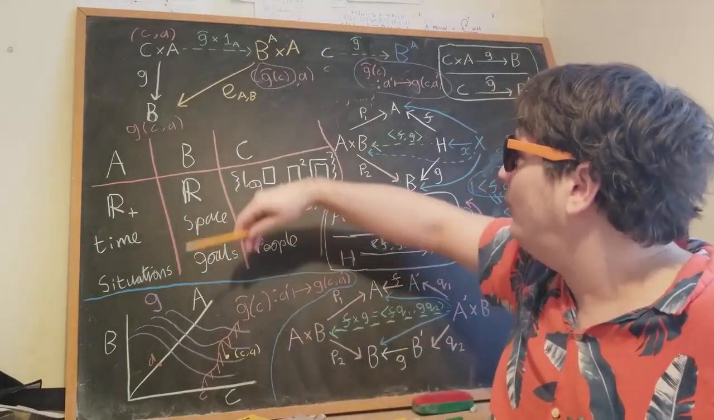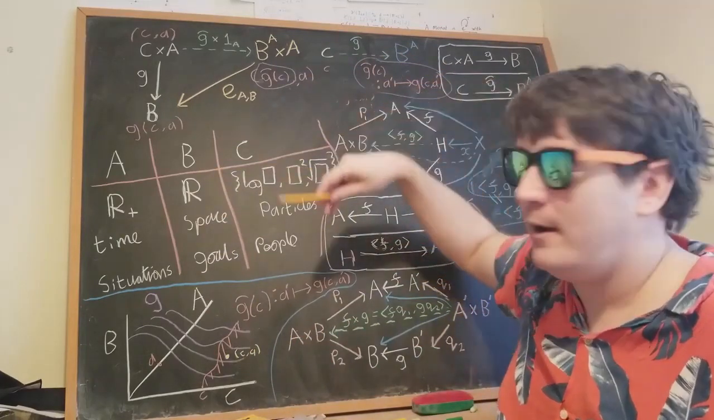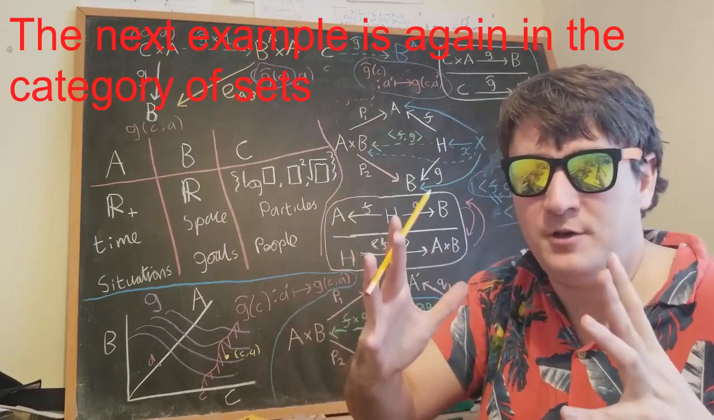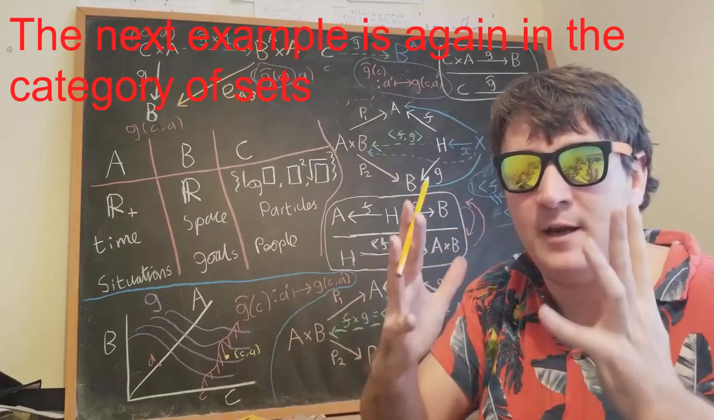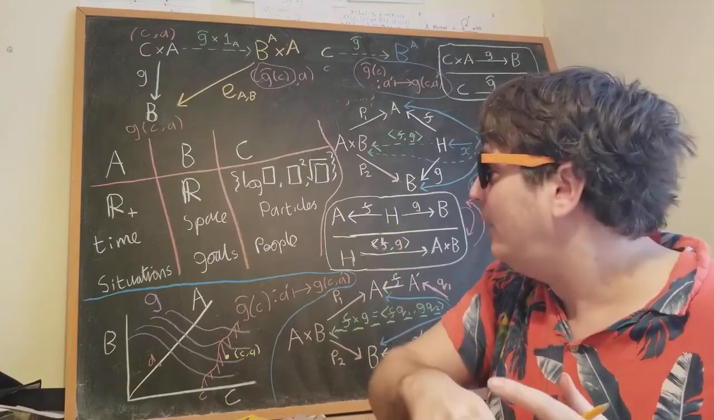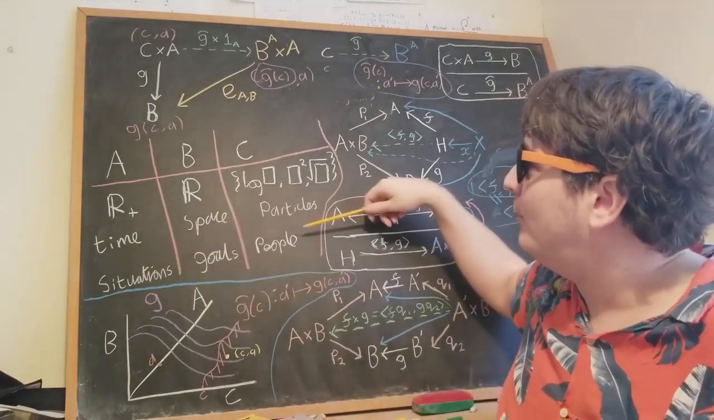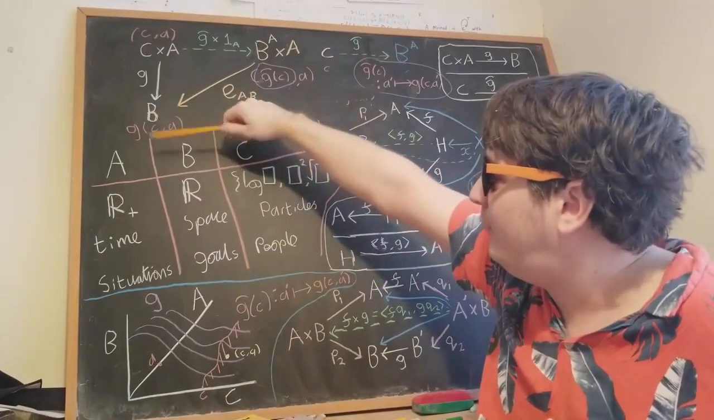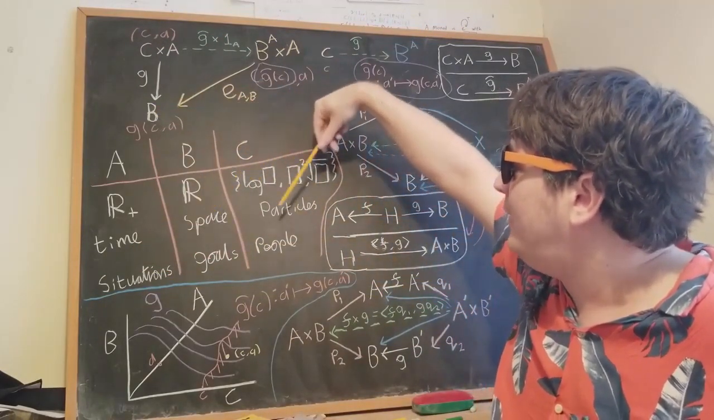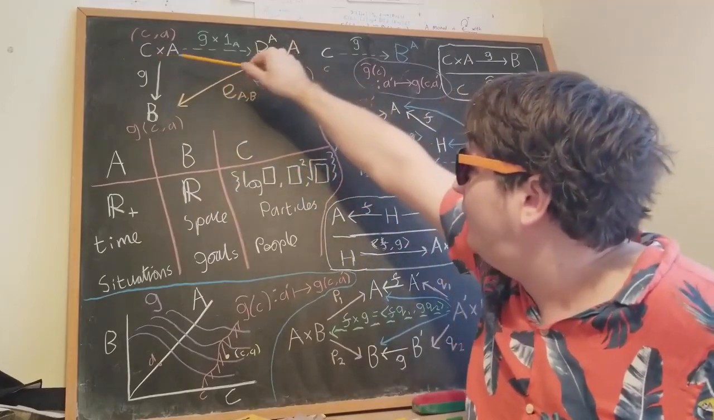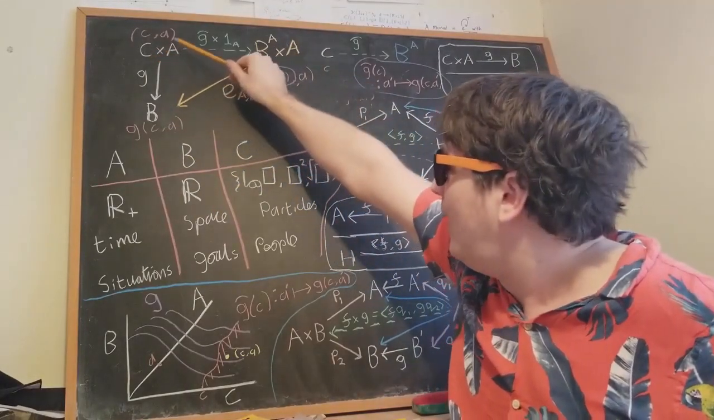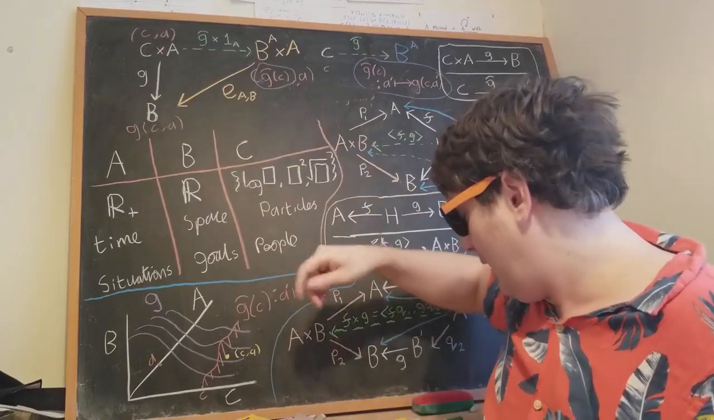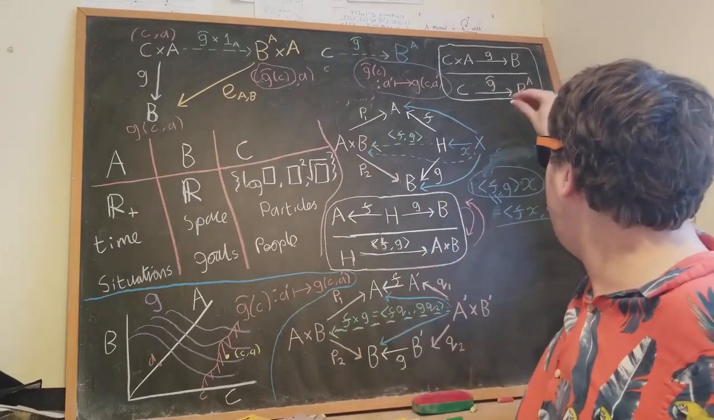But I just wanted to carry on with a bit more intuition, because there's some very interesting intuition about exponential objects which connects with physics. Okay, so let's consider another example. Let's suppose now that this B here is space and this C here is a set of particles and this A here is time.